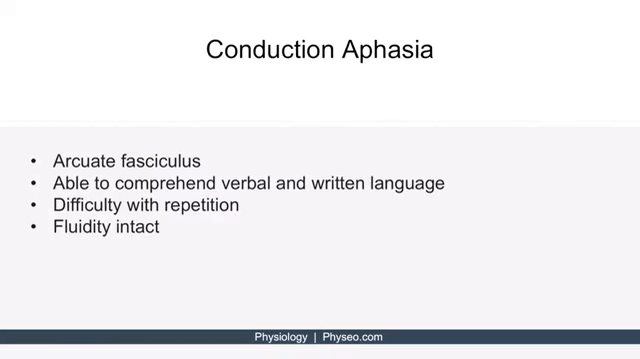Okay, the last type of aphasia is called conduction aphasia. Conduction aphasia occurs due to damage to the arcuate fasciculus. The arcuate fasciculus is a fibrous band between Broca's area and Wernicke's area that relays important information about language. If this region of the brain is damaged, then patients will present with several key findings. First, their ability to comprehend verbal and written language is intact. Second, they have difficulty repeating phrases, so difficulty with repetition. And third, they are able to speak fluidly, so fluidity is intact.